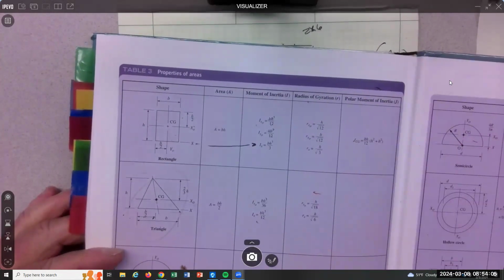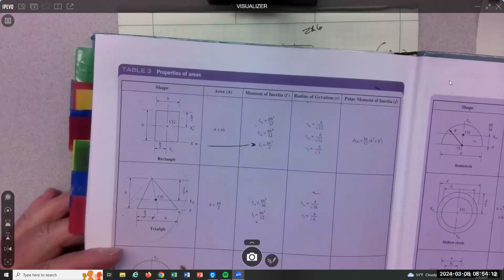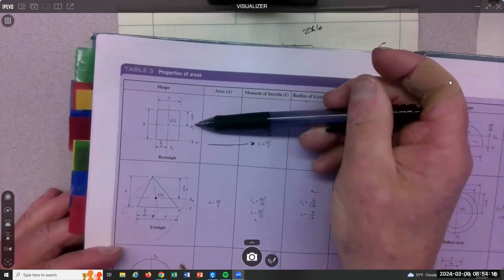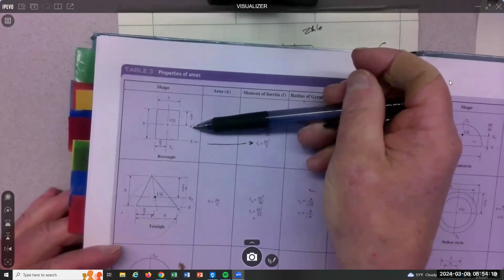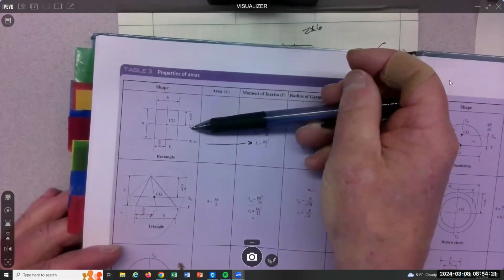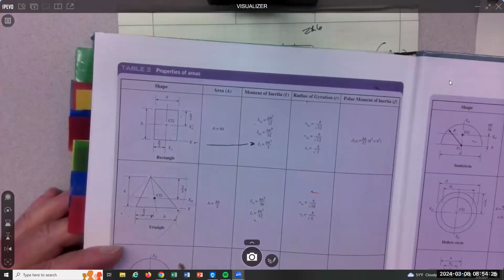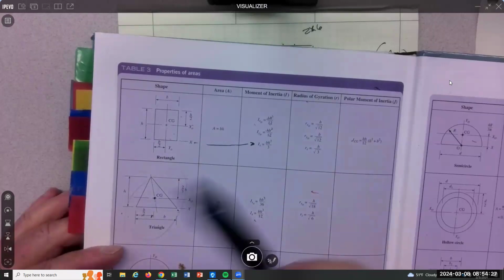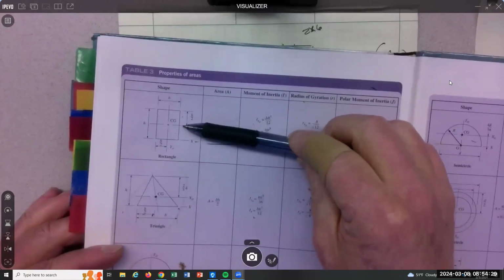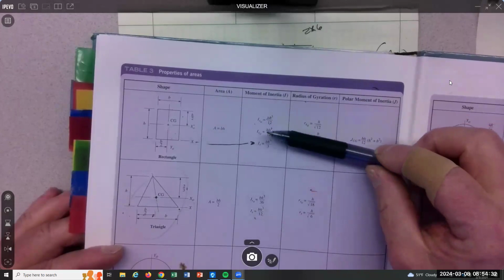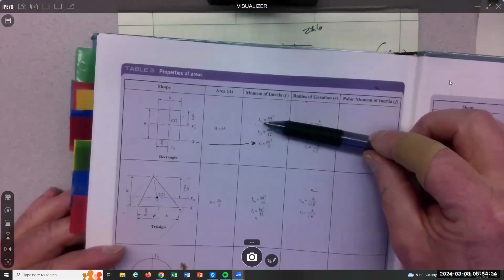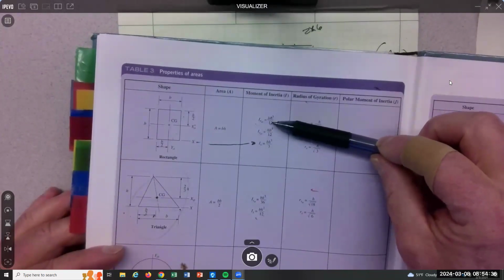Inertia is very specific to a location. Sometimes we want the inertia at the bottom of the shape. Sometimes we want it at the top of the shape. Sometimes we want it at the neutral axis or the origin, as they're putting it here, x sub O, right? So again, it's very specific to a location of a cross section. So if we want it right in the geometric center, that's the x sub O equation. That is I x sub O right there, base height cubed over 12.